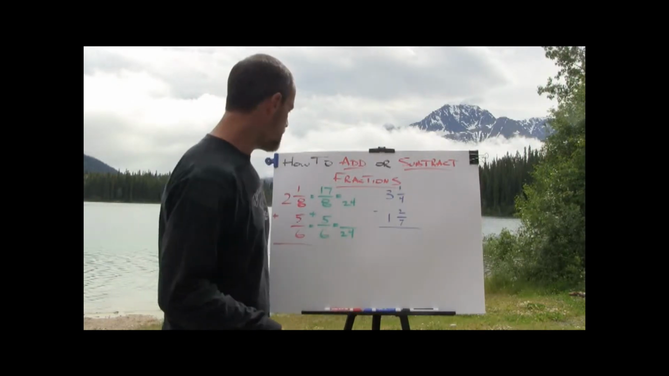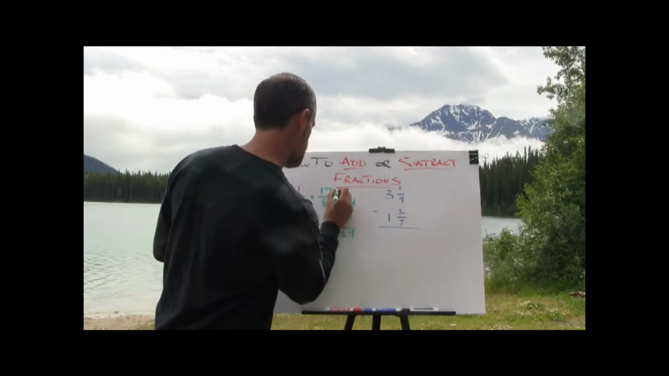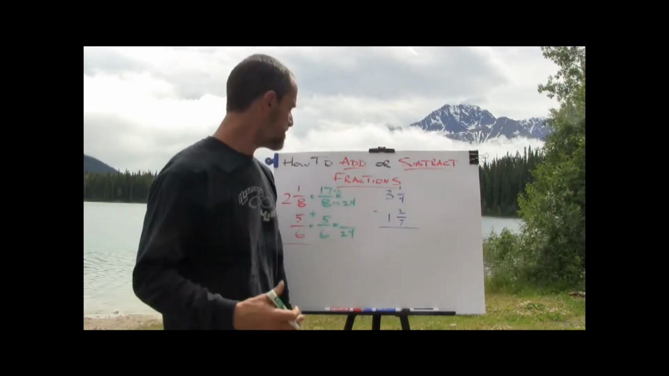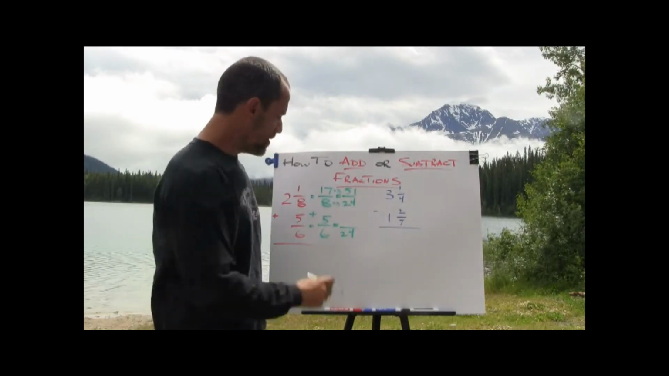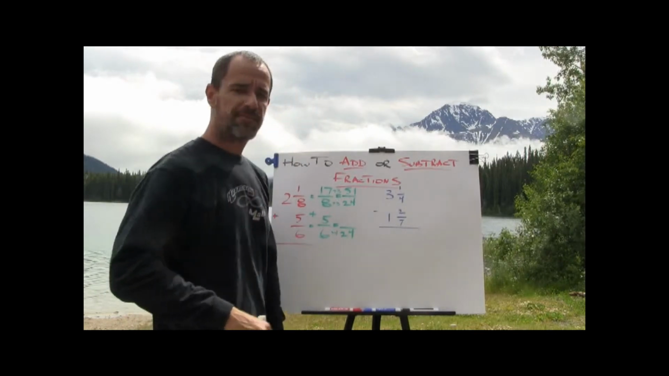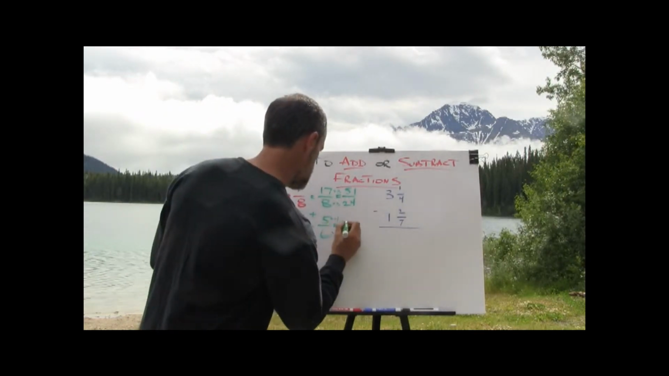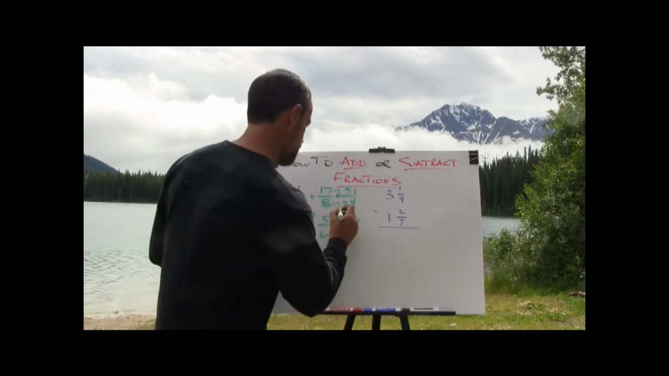Now, to find our new numerators, 8 times 3 gives you 24. So 17 times 3 is going to give me 51. 6 times 4 gives you 24. So 5 times 4 is going to give me 20. Now, let's add like normal.